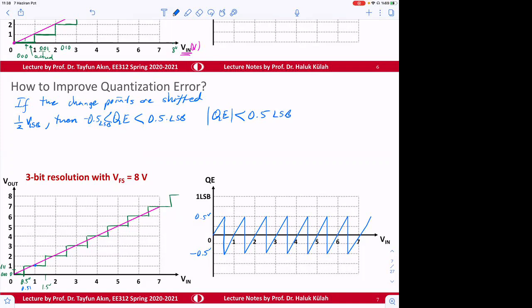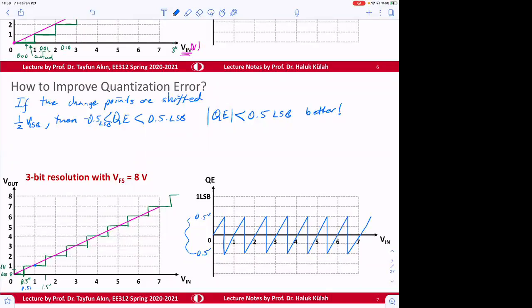Okay, so yeah, there's going to be, you know, over value and under value, but it's going to be within a smaller range. So this is better than the previous one. And then the quantization error is going to be less than 0.5 LSB. Is that clear? Yes, Hocam. Okay.